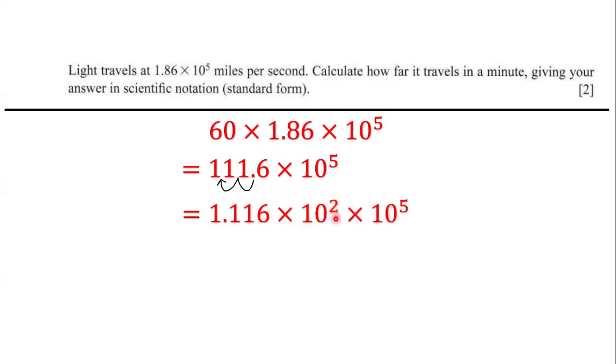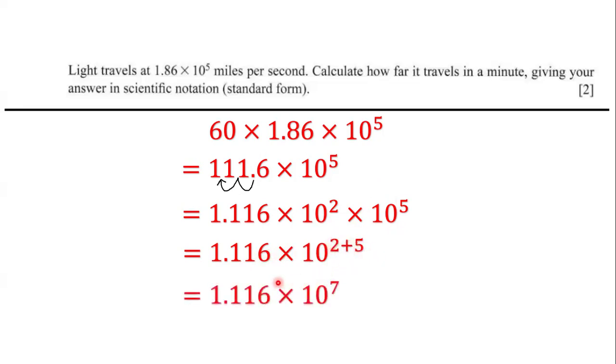Next, we have to multiply these two terms. Now, these two terms have the same base, which is 10. And whenever you're multiplying two terms that have the same base, you have to add the powers. And so we have here 1.116 times 10 to the power of 2 plus 5. And 2 plus 5 is definitely 7. And so we have 1.116 times 10 to the power of 7. And this is our answer to this question in scientific notation or standard form.